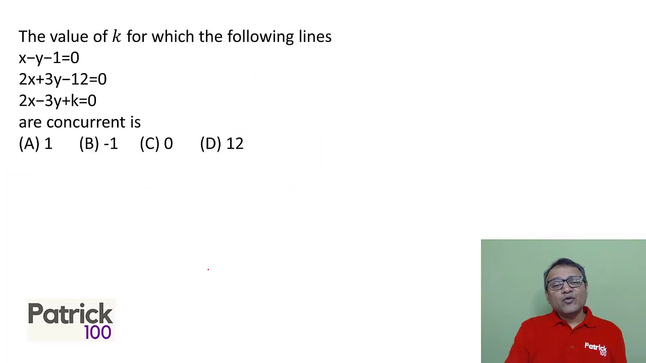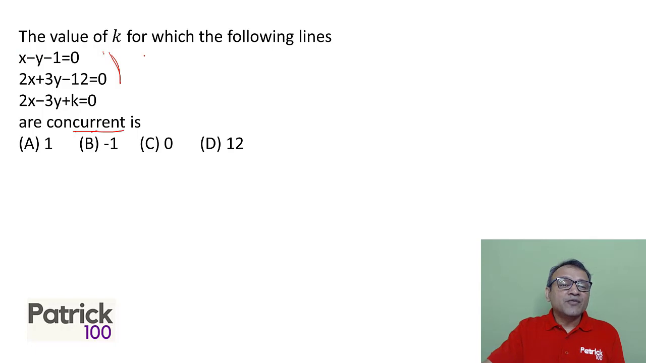The value of k for which the following lines are concurrent. Concurrent means they pass through the same point. Now here you can draw also and get the answer, but drawing may take extra time. You can, but an easier way is to solve the equations. Solve the first and second equation, I mean, as simultaneous equations.